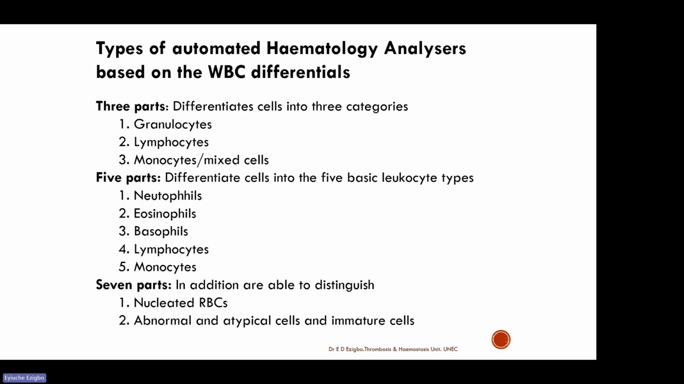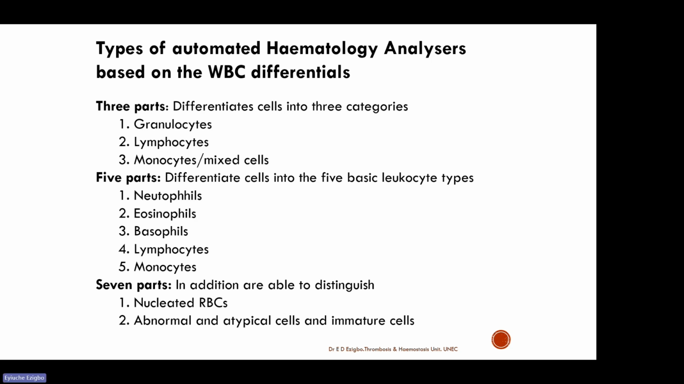Types of automated hematology analyzers based on WBC differential: I've said that earlier, because we classify the automated analyzers based on how they are able to characterize the subpopulations of white blood cells. We have the 3-part differential. It differentiates the granulocytes and the lymphocytes, and classifies the others, the monocyte, the basophil, the eosinophil, packing them together and calling them mid cells.